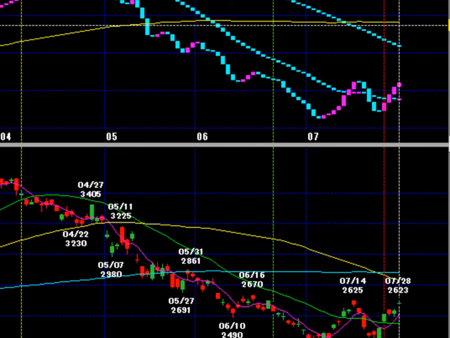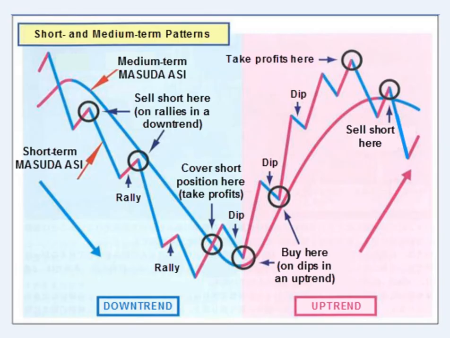Just again to reiterate the two key points for today's lesson, the most important Masuda Ashi line to look at in terms of identifying trends immediately is the medium-term line. When the medium-term line is blue, that signals a downtrend zone, and when the medium-term line is pink, that signals an uptrend zone. And the other point was the relationship between the medium-term and the short-term Masuda Ashi line.